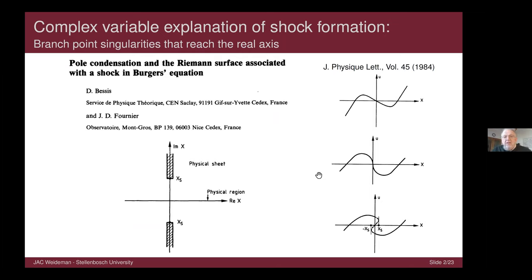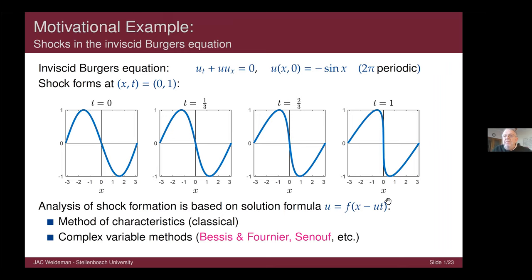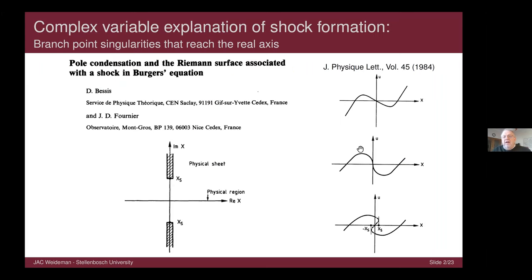The paper I'm talking about that got me into this business is this one by two French physicists, I believe they are. What they did was exactly what I just explained, except they did not use a sine initial condition. They just used a cubic polynomial. And the reason they used a cubic polynomial is that then this implicit solution formula can be solved explicitly. They showed by doing that that you have these two branch point singularities traveling down and meeting on the real axis. They could also continue it through the point of shock, but we won't do that. We'll just stop right there.